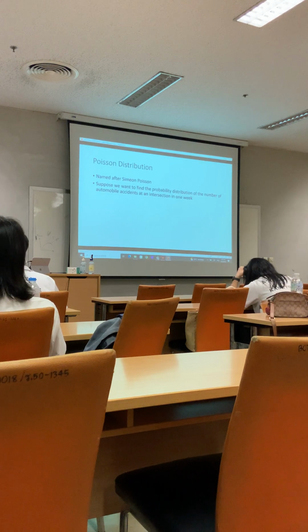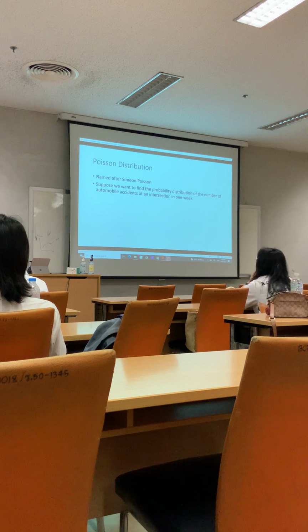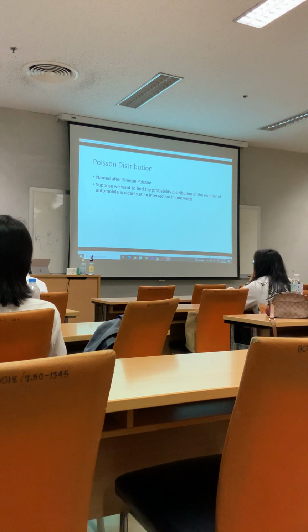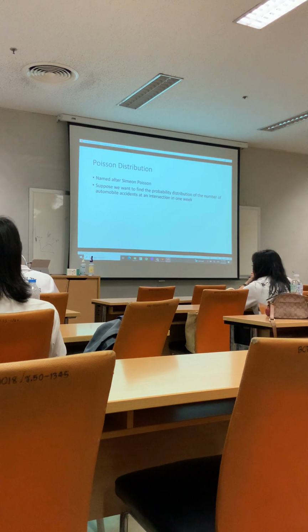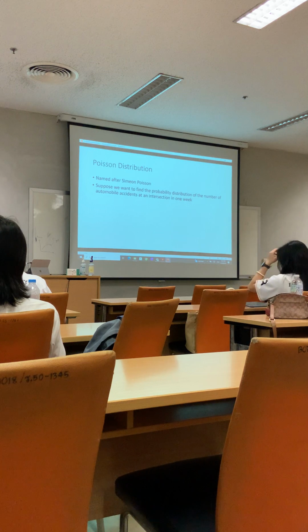Two binomial distribution. That's why we put them together. But instead of having n trials of binomial experiments, we define it in terms of time. It could be time, it could be space. I'll be more precise later.